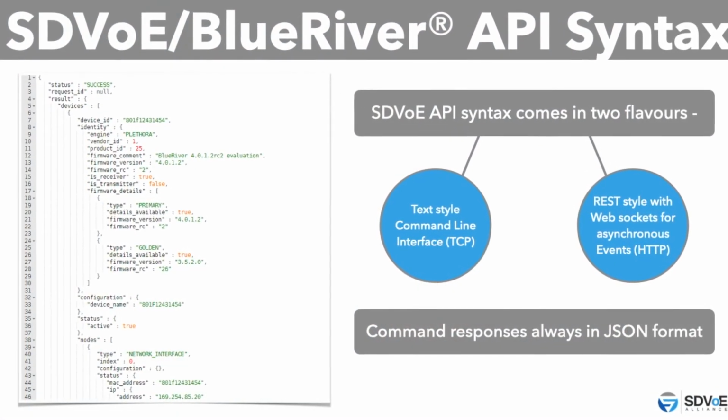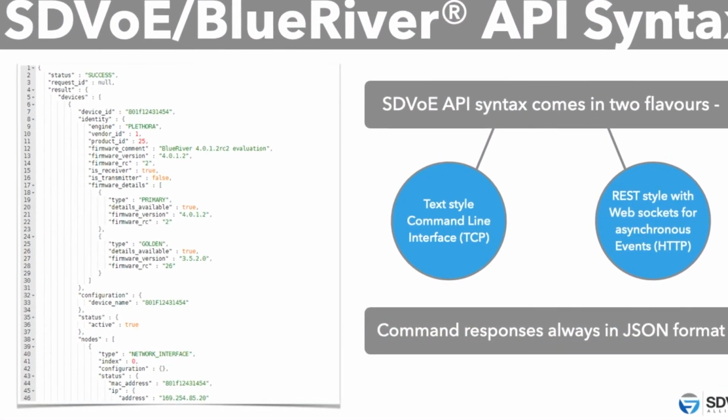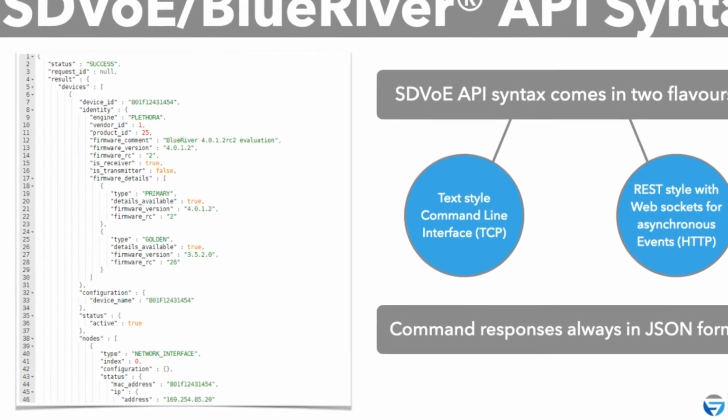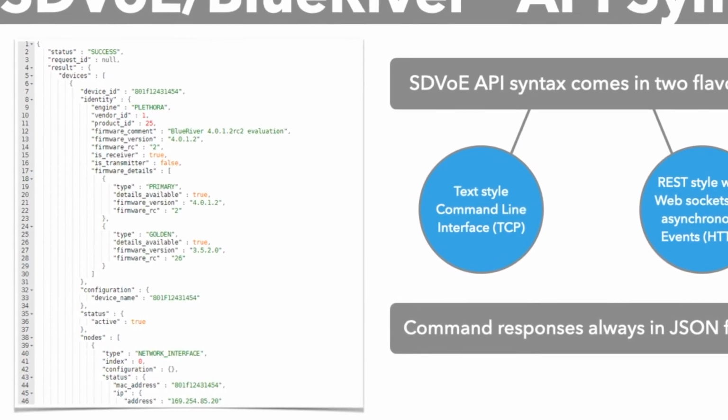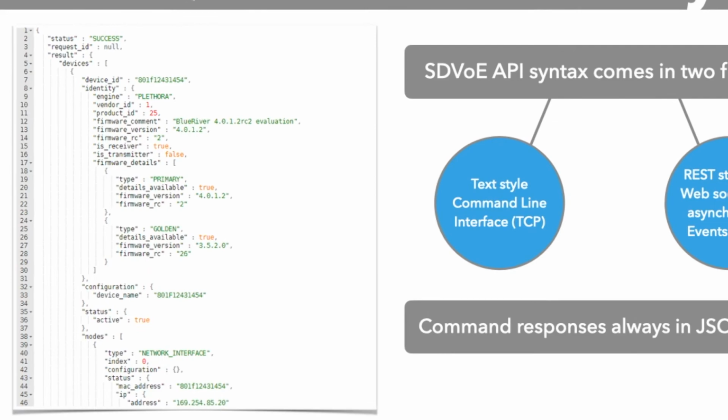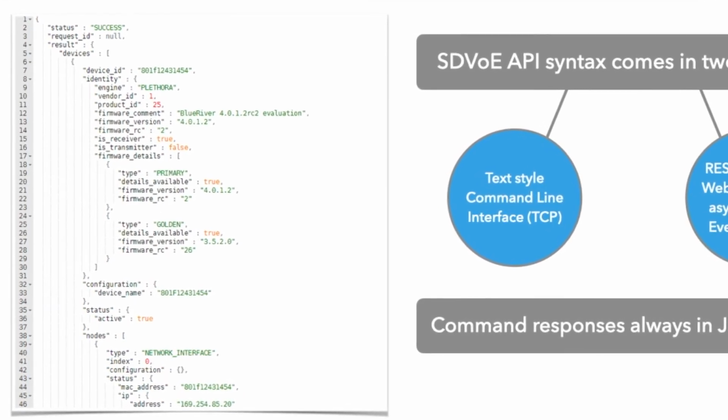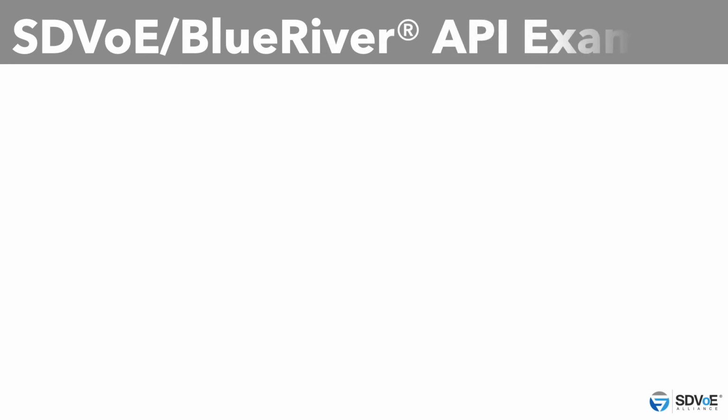And the example on the right-hand side is an example of a typical JSON return. And actually this is a return for get identity, getting the identity of a device. Like what kind of a device are you? Are you a transmitter, are you a receiver, etc.? What are your capabilities?